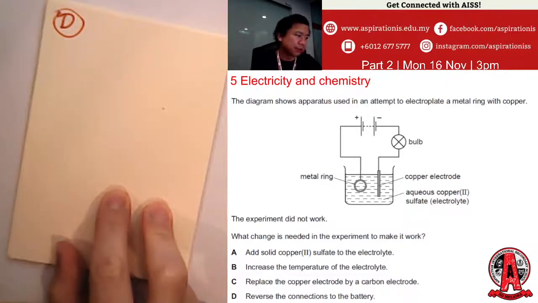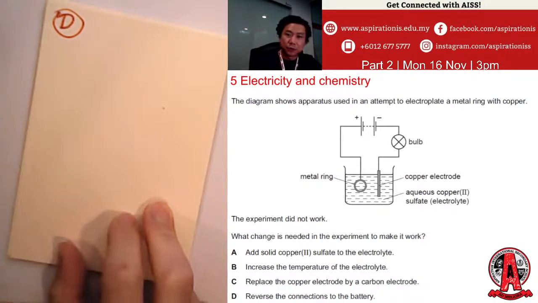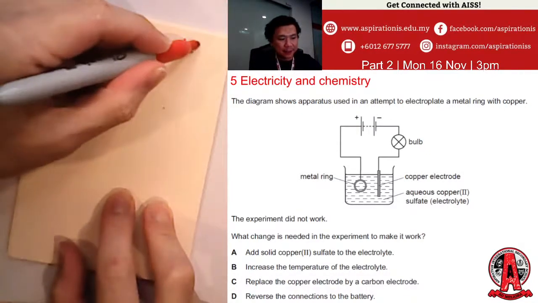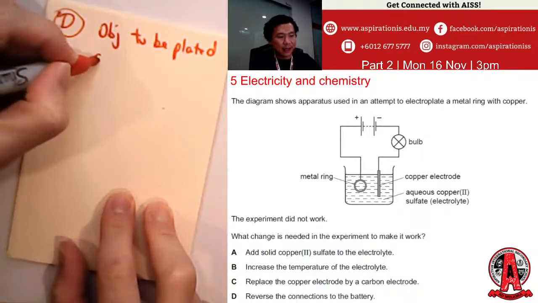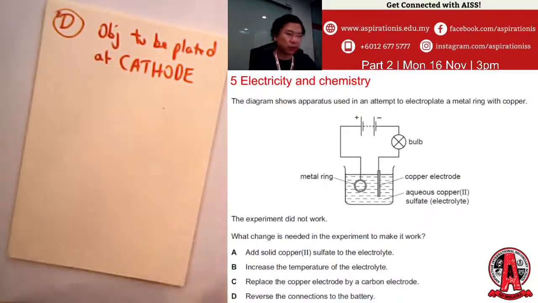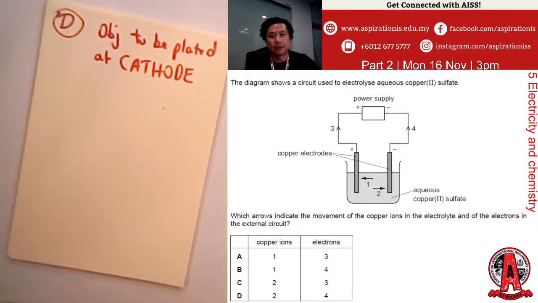Okay, very good. So remember, the object to be plated should be at the cathode. But in this question, the object to be plated, which is the metal ring, is at the anode. So you've got to switch the connections round. The metal ring should be at the shorter end of the battery, the 2 cells there, right? So switch the connections. Well done. Any questions? Remember, you can just key them in. Moving on.